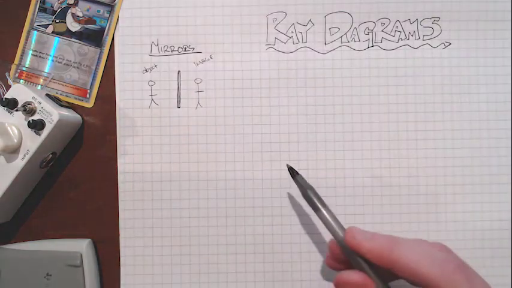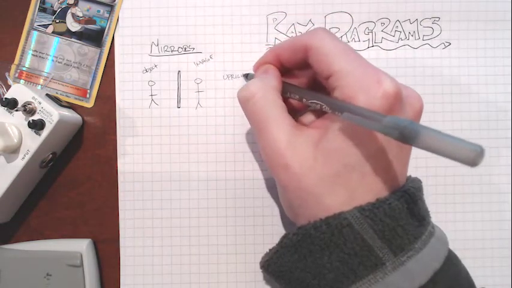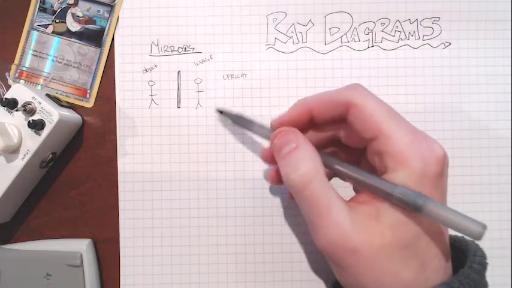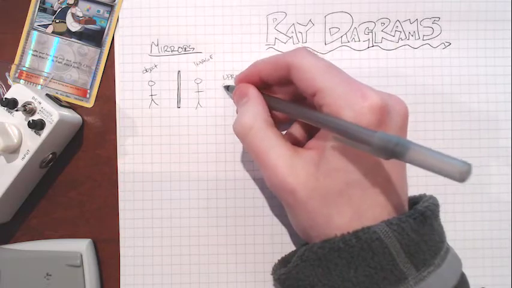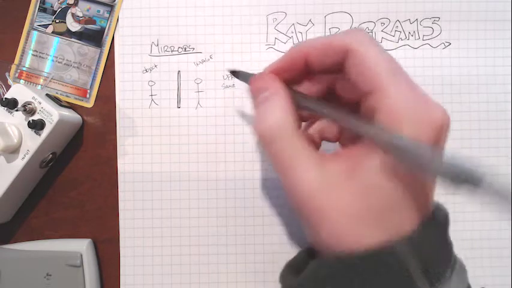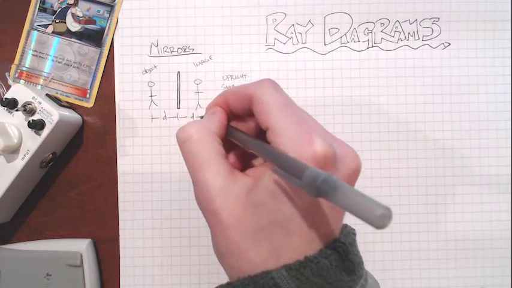Now this image, we can say a few things about it. We notice that this image is upright, meaning it's not flipped upside down. We also notice that this image for a plane mirror is going to be the same distance away that you are from the mirror. So this distance is equal to this distance.